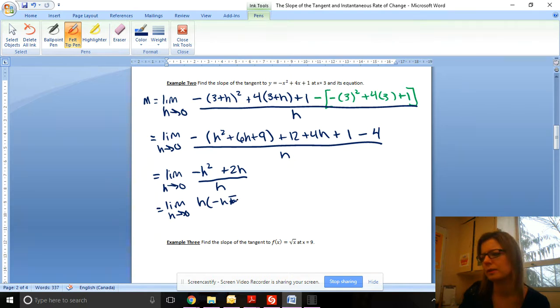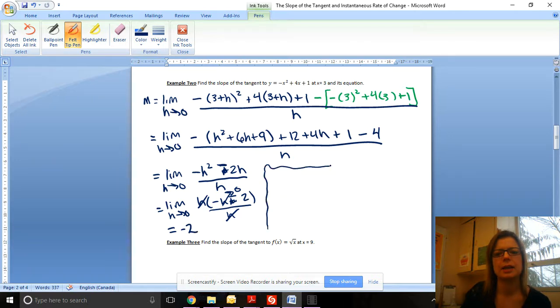What am I doing wrong here? Oh, this should have been minus 2h. There we go. Minus 2h because I have a minus 6 plus a 4. So minus 2 all over h. These cancel out. This goes to 0. So you get that your slope is negative 2. Yay! Okay, which sounds right. So the slope of my line is negative 2.